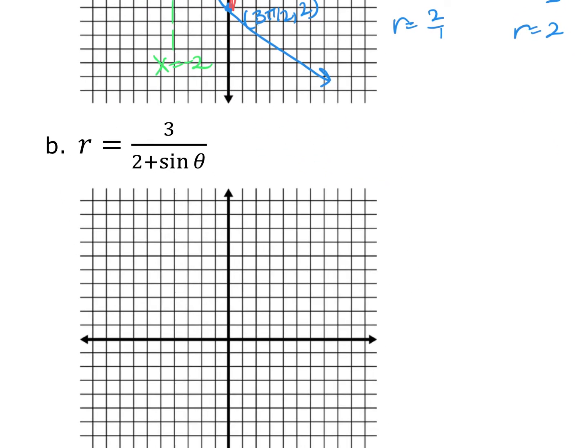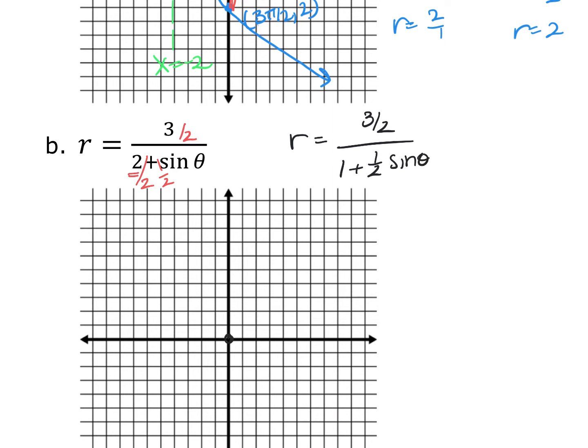Now my second example here is not in the right form. That's because right here in the denominator, that should be a 1 and I don't have that. So I'm going to divide every term in my fraction by 2, in other words, multiply by 1/2. And I get r is equal to 3/2 over 1 plus 1/2 sine theta.